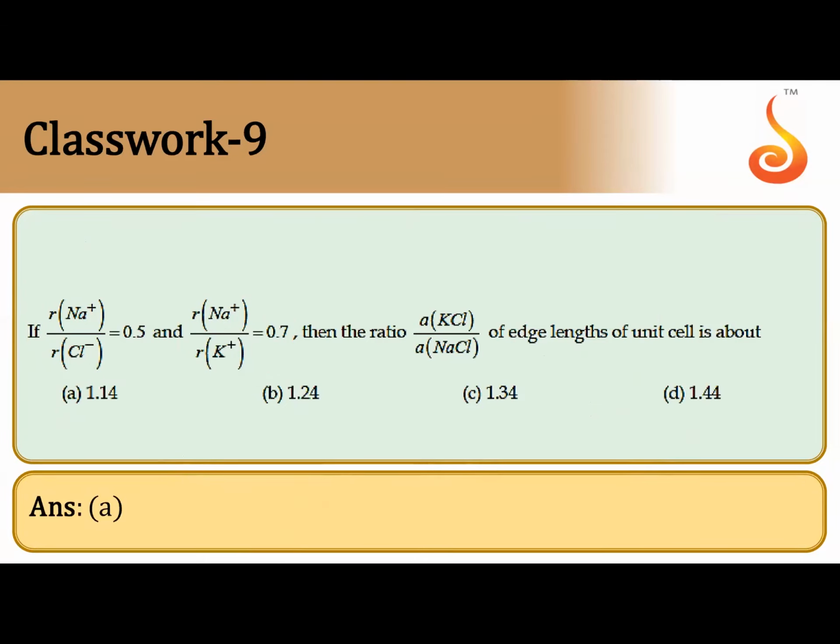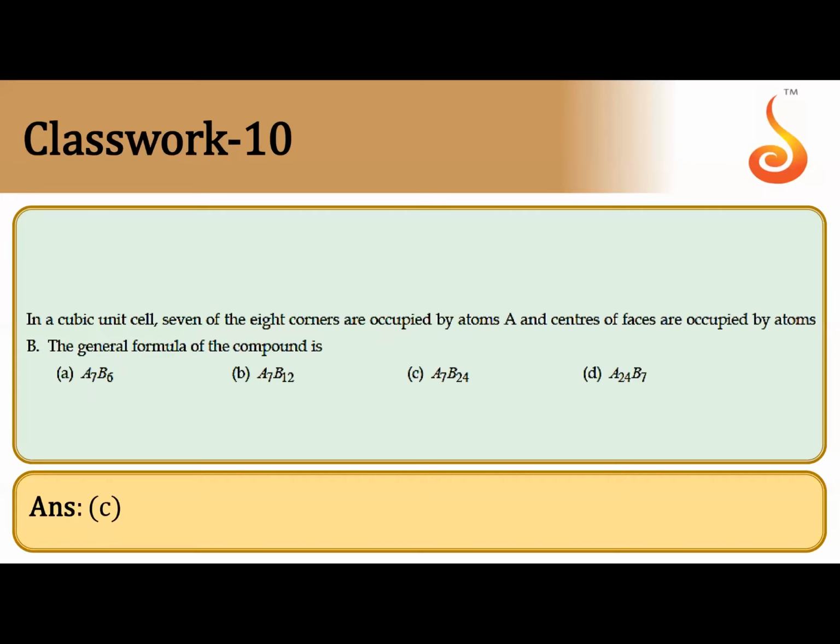Question number 10. The cubic unit cell, out of 8 corners, 7 are occupied. So A is representing corner atoms. Instead of 8 corners, you have 7 corners. Each corner will contribute 1 by 8, so the total number of atoms will be 7 by 8 in A.